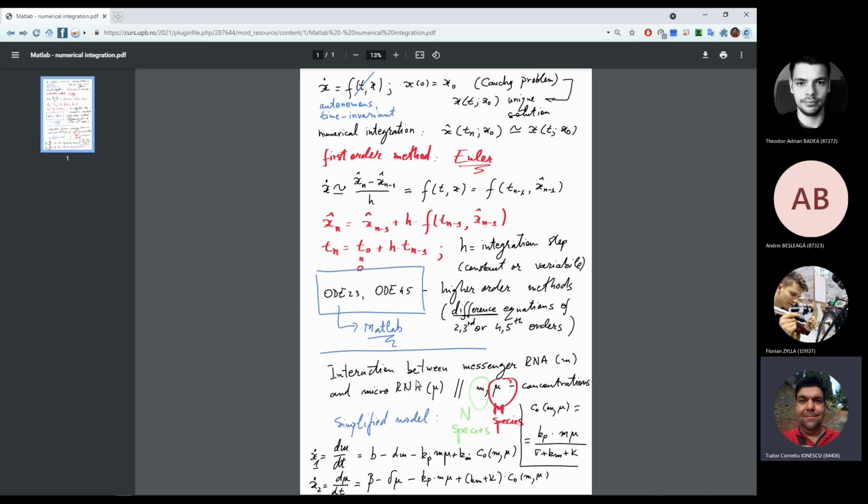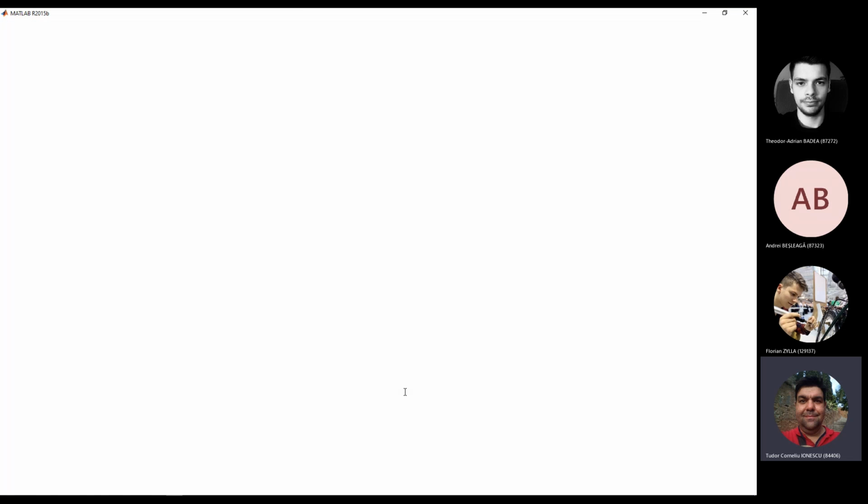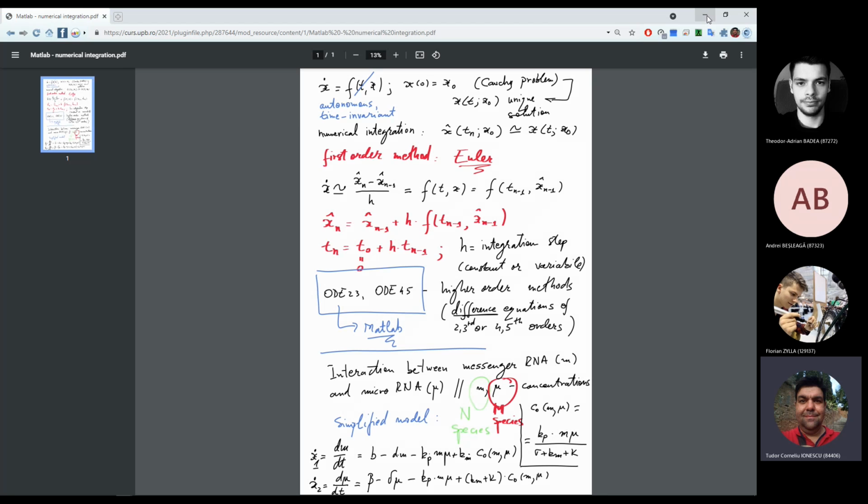Right. What does it say here? Interaction between messenger... Okay, and here there is an example of a model and the way to try to integrate it. So I told you that MATLAB is starting, so this is good. Probably the antivirus or anti-malware program was doing something to it. That's why it took so long.